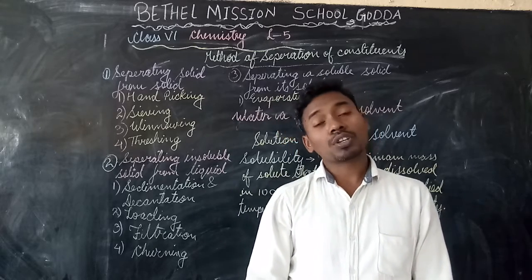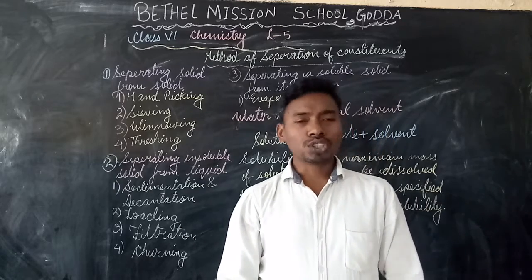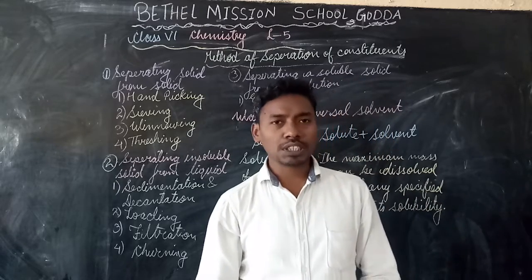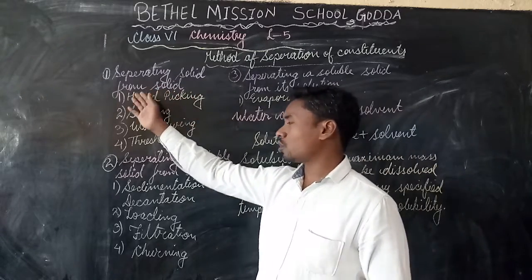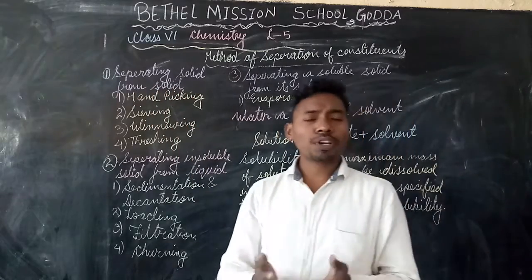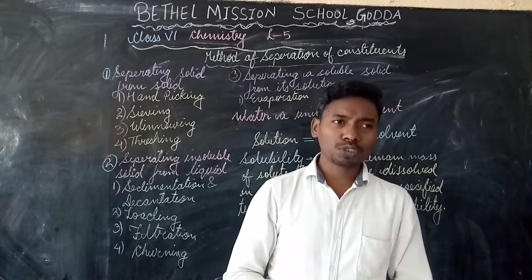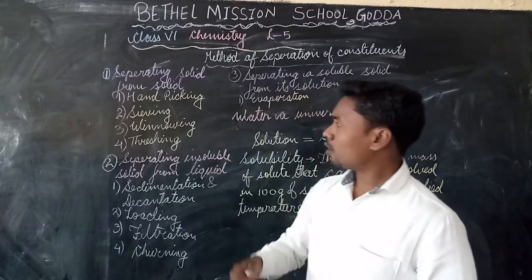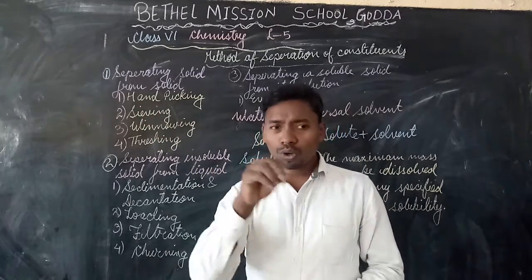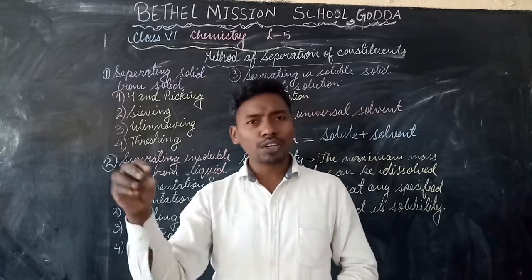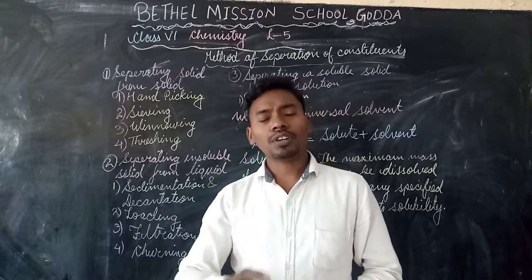Today we will talk about how we separate the constituents. One by one we will see. The first method is separating a solid from a solid. That means if all the components of a mixture are solid, how do we separate them? There are different ways. For example, the very common one is hand picking. The unwanted things you remove by hand, or the useful things you collect by hand.